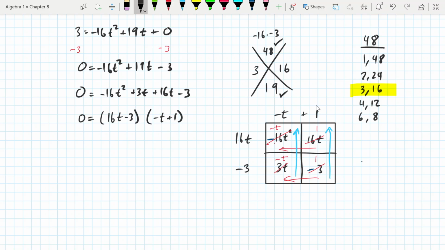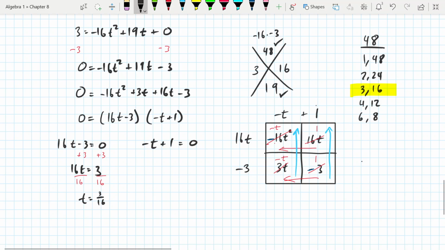Apply the zero product property. Each one of those binomials is set equal to 0. And we go ahead and solve. Add 3 to both sides. 16t equals 3. Divide both sides by 16. And we get t is equal to 3/16.